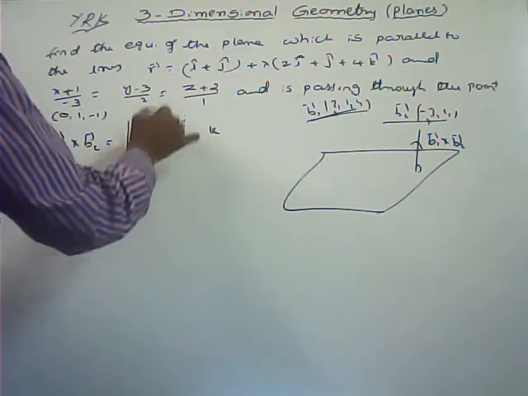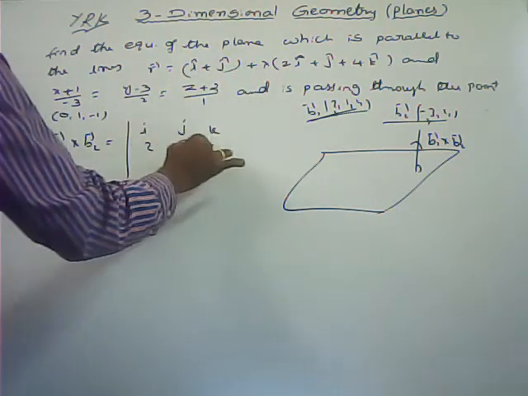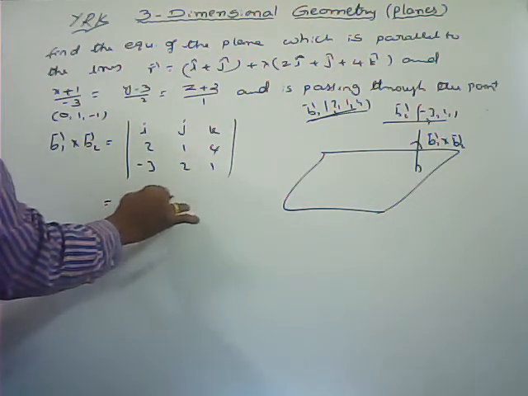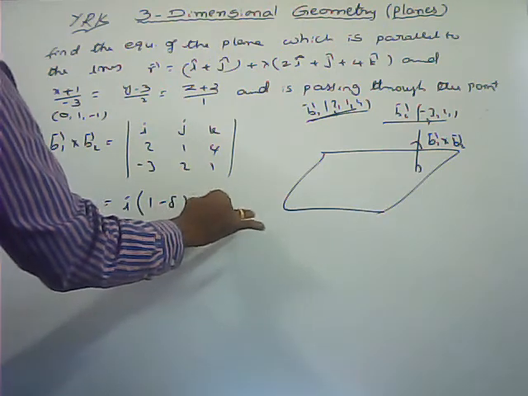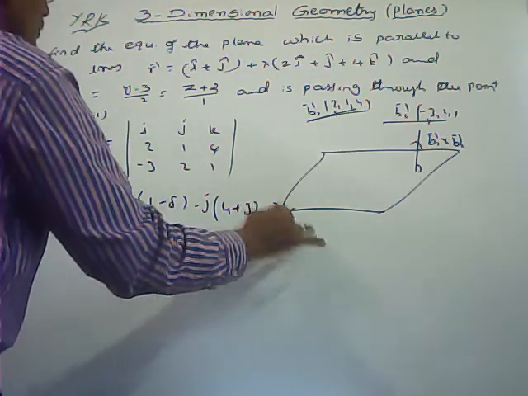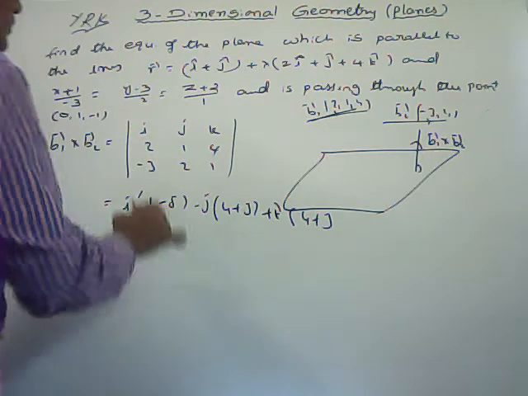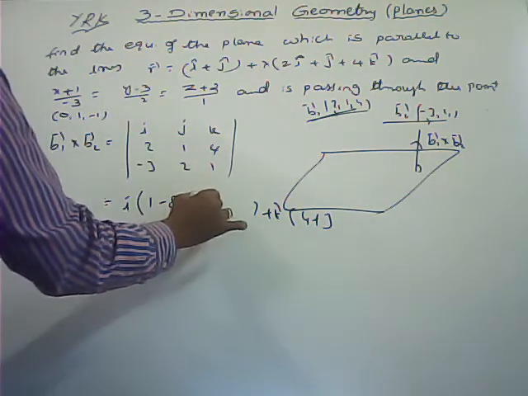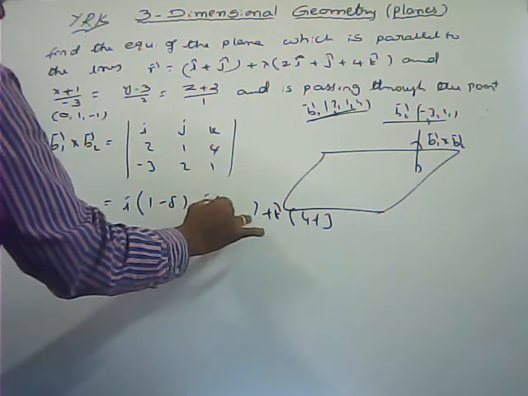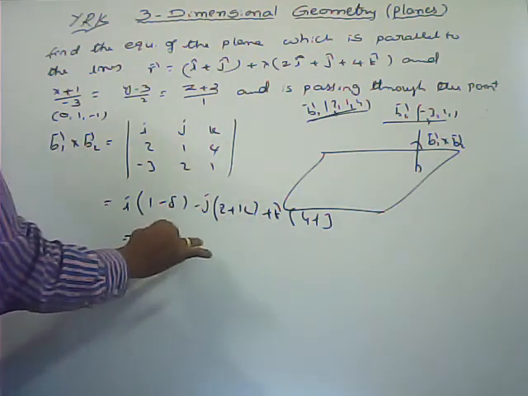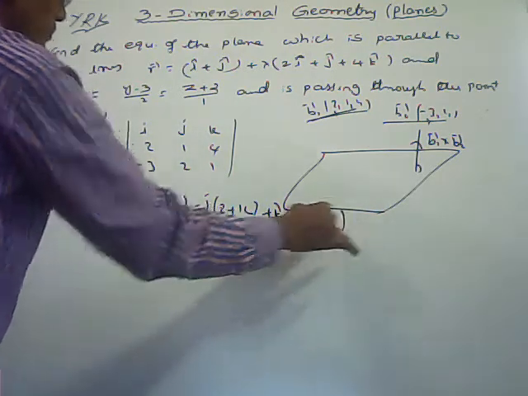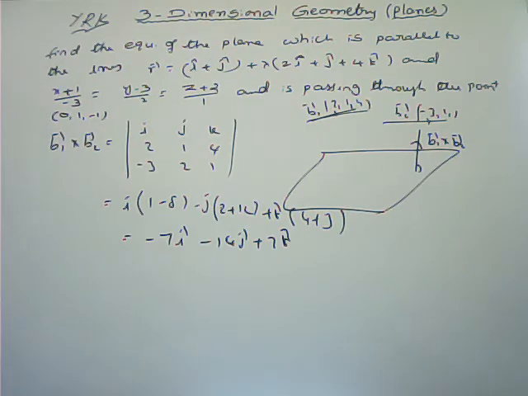i, j, k; 2, 1, 4 and minus 3, 2, 1. If I expand this one: 1 minus 8 minus j into 4 plus 3, plus k into 4 plus 3, that is 2 plus 12. So minus 7 i cap minus 14 j cap plus 7 k cap. That is the direction ratios of the normal vector only.